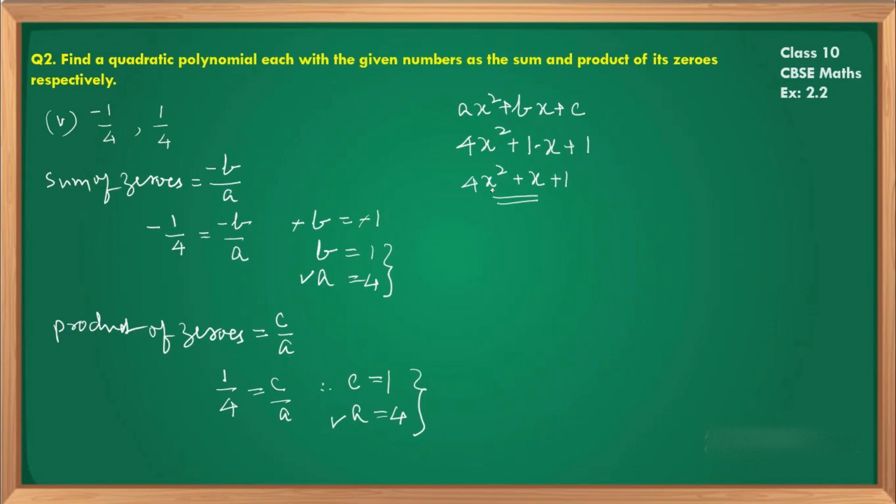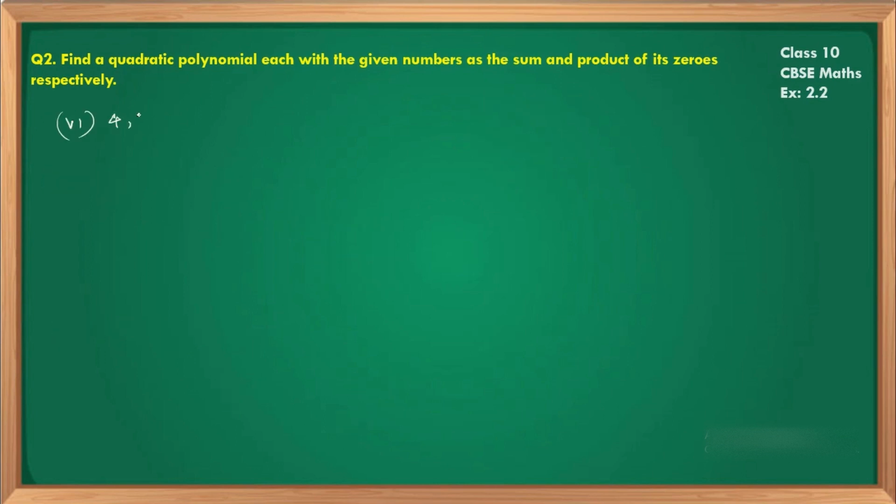Now we move on to the last question, which is the sixth question. The sixth question is 4 and 1. Sum of zeros is equal to minus b by a. And we know the sum of zeros is nothing but 4, equals minus b by a. In the denominator you don't have anything, so put 1. And now we know the value of minus b is equal to 4, or b is equal to minus 4. That is, minus is transferred to the RHS. So b takes the value of minus 4 and a is equal to 1.